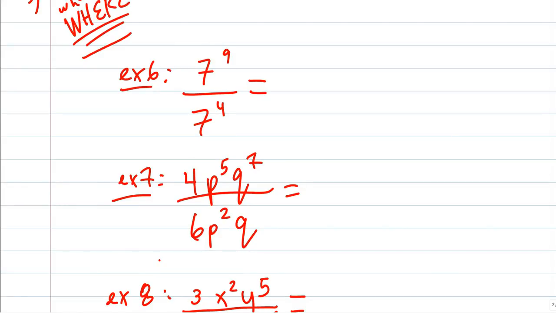But I would look at this and go, right, how many 7s are there? 9 on the top, 4 on the bottom. How many in common that would cancel out? 4 of them would cancel, leaving me with 5. 5 where? On the top. If you want to put something on the bottom, you could stick a 1 there. It's not really necessary. Okay?